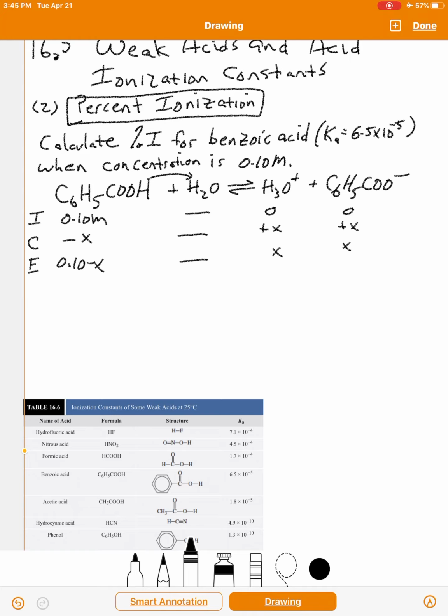So notice that this is done just like the pH problem, because really what we're going to do is we're going to find X, and then X is going to be used to find the percent ionization. So here's how we approach it then. We say, okay, let's take our Ka value, which is known.